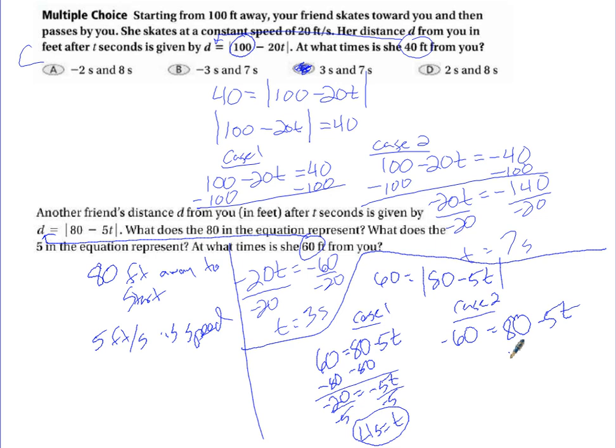So solve this one. What do we do? Subtract 80 from both sides. And we get? Negative 130? I don't know. I just confused myself. Negative 140. Think about 6 plus 8. It's 14. So 60 plus 80 is 140. Equals negative 5t. And now, divide by negative 5. And what do we get? 28 seconds equals t. 28 seconds, she'll be 60 feet away from us on the other side.